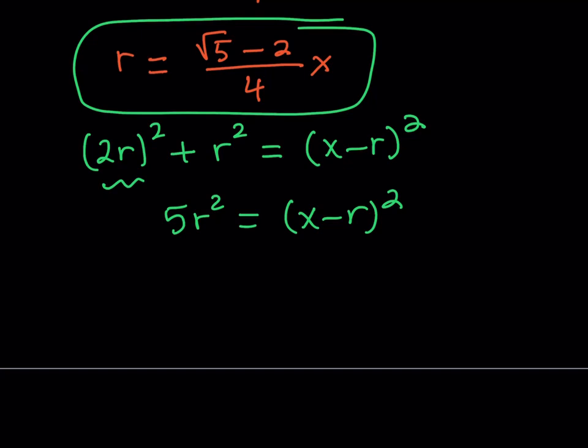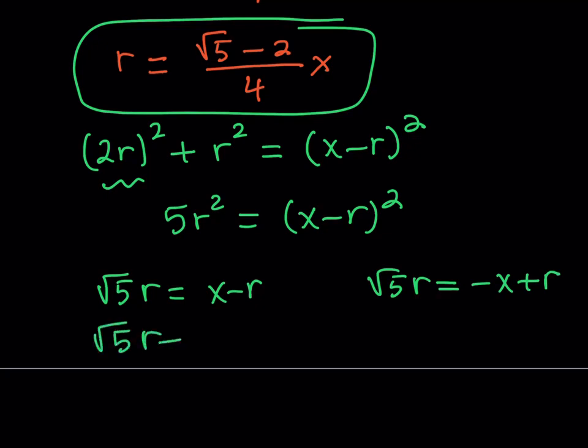And when I do, I'm going to take into consideration the fact that the lengths all have to be positive. All right, so if you take the square root, you're going to get the square root of 5 r is equal to x minus r, or square root of 5 r is just the opposite of x minus r, which is negative x plus r.